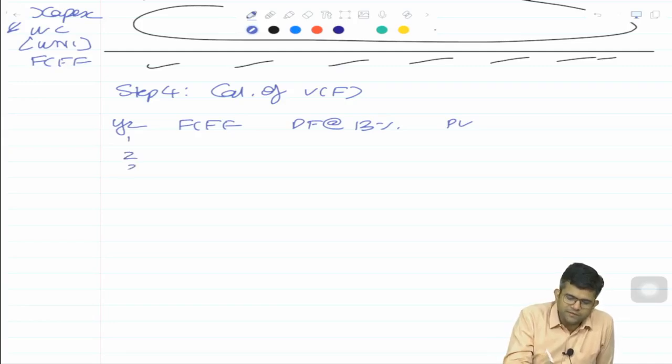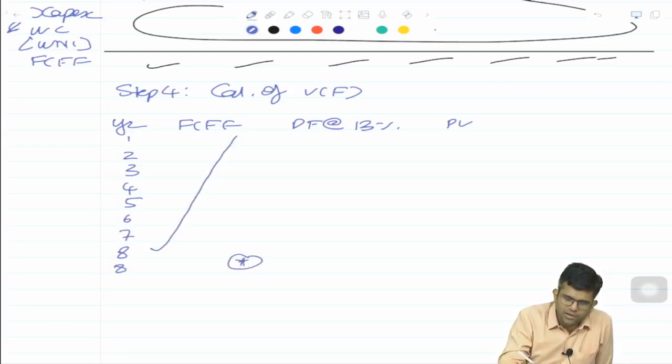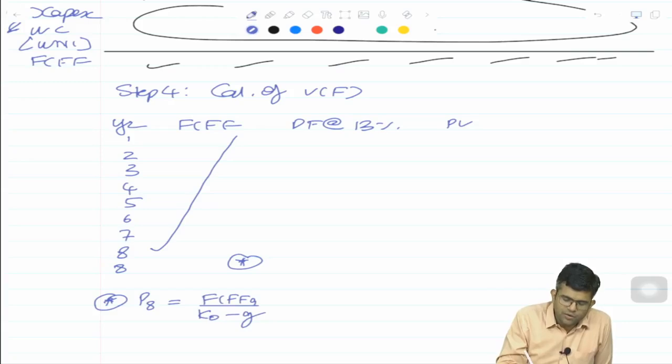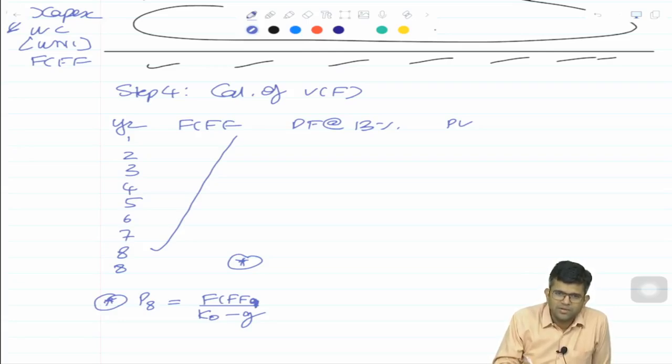And I guess this is one of the simplest and the most comfortable things you can ever do. First 8 years you have from earlier only, and then here I will simply say P8 is equal to FCFF9 upon KO minus G. How will you find FCFF9? FCFF9 will be FCFF8 plus that constant growth rate 5%, upon 13% minus 5%. Game over. 13%, understood, no? Get FCFF, please.